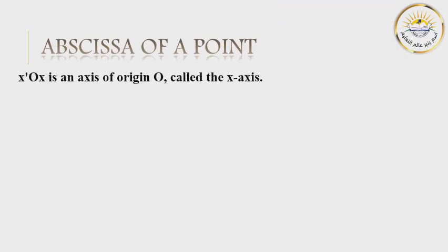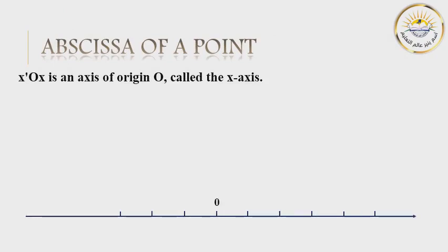Abscissa of a point. X prime OX is an axis of origin O called the x-axis. This is the X prime OX, or the x-axis, which is the abscissa axis. It's horizontal. It has a midpoint called O and it goes towards the right. The positive goes towards the right and the larger number goes towards the right. As much as you go towards the right, as much as the number becomes bigger.